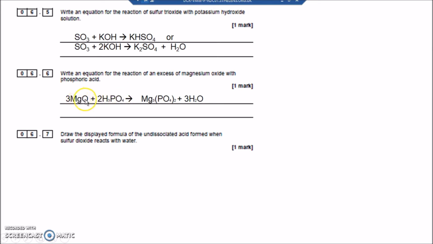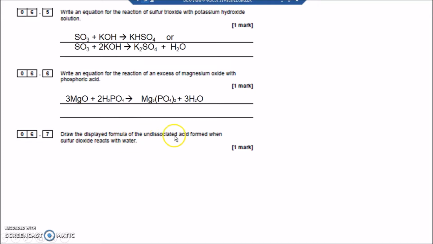MgO, 2+ and 2-, so it's just MgO, oxidation state +2 and -2 for the oxygen in group 6. And therefore, if that's a 3- and this is 2+, you're going to need 3 2+s to balance out the 2 3-, and then balance up the waters with the oxygens.